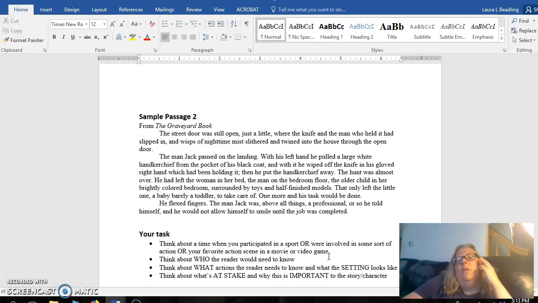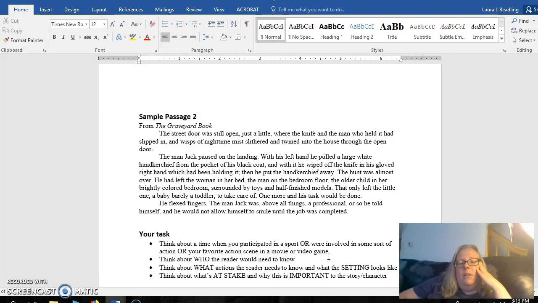Think about if you were going to describe that action in writing, who would the reader need to know? What are the main characters, right? What actions does the reader need to know? What does the setting look like? And then most importantly, what is at stake here? Why is this important to the story and the character?